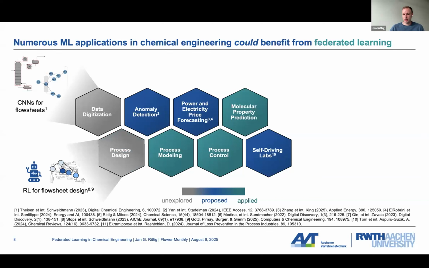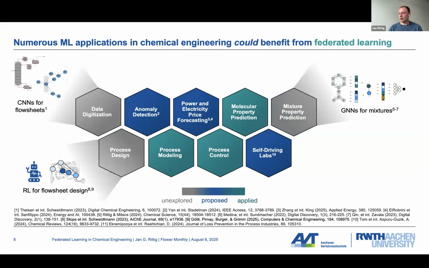Same applies for process design. Generative AI has been used for flow sheet design, so designing chemical processes automatically by reinforcement learning. And again, here we have the same problem. The process data or process flow sheets are not publicly available, especially the ones from the chemical companies. So here, a federated learning approach would also be very promising. Then extending molecular property prediction to mixture property prediction, so not only considering pure components, but rather mixtures of these components, would be very interesting.